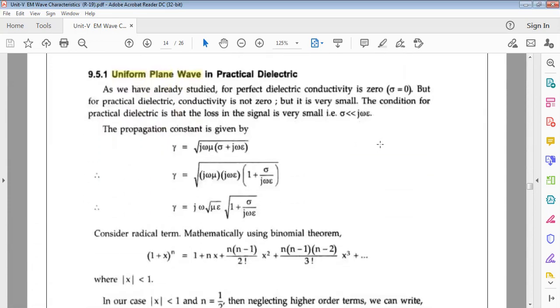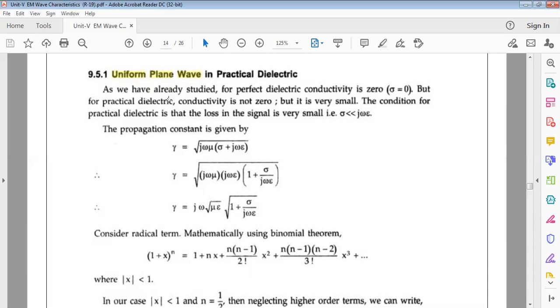The next one is the uniform plane wave in the practical dielectric. We discussed the uniform plane wave in free space, uniform plane wave in a lossless dielectric or perfect dielectric, and uniform plane wave in the lossy dielectric. There is a radical factor, the under root of 1 plus sigma by j omega epsilon, and there is an angle which varies between 0 and pi by 4, so 45 degrees.